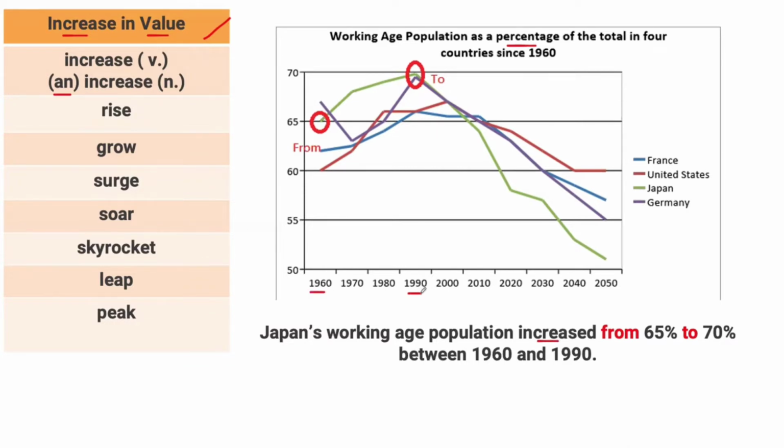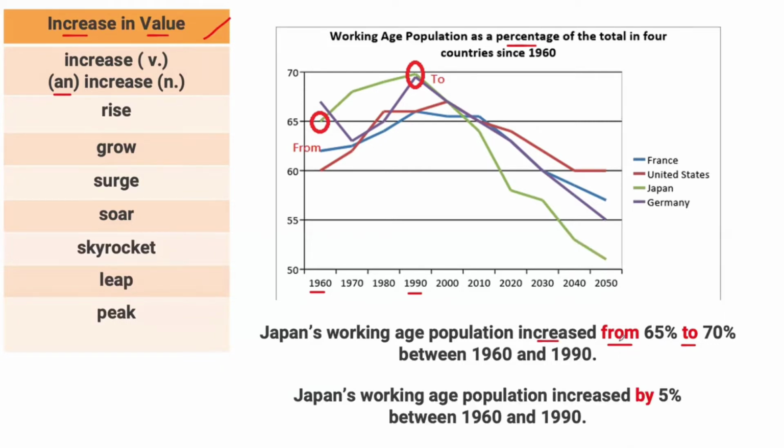So this is very simple. We're using increase as a verb, and of course we have our lovely from and to. So we know the starting point is 65 and the end point is 70. So the prepositions from and to are perfect to describe this increase. However, you can also report on the amount of change between the 2 points, and with that, we would use by. So the amount of change is 5% because we're looking at 65 to 70.